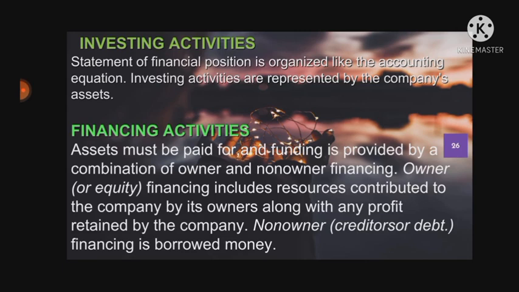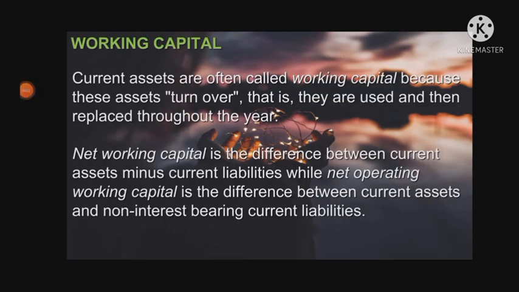Non-owner, creditors, or debt financing is borrowed money or debt, those loans. Financing is the act of obtaining money through borrowing, earnings, or investment from outside sources. Working capital. Current assets are often called working capital because these assets turn over. That is, they are used and then replaced through the year. Net working capital is the difference between a company's total current assets and current liabilities.